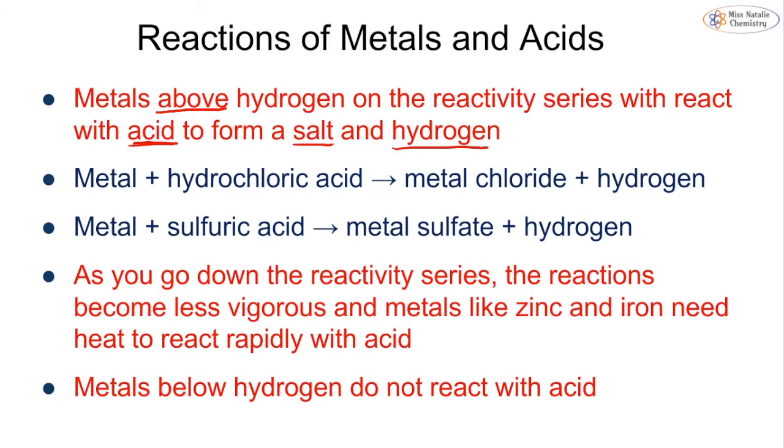Again, as you go down the group, the reactions become less vigorous, and metals like zinc and iron actually need heat in order to react rapidly with acid. So what you'll find is that they may still react, but just very slowly, and if we want it to be a fast reaction, then we need to heat it. And any metal below hydrogen does not react with acid.